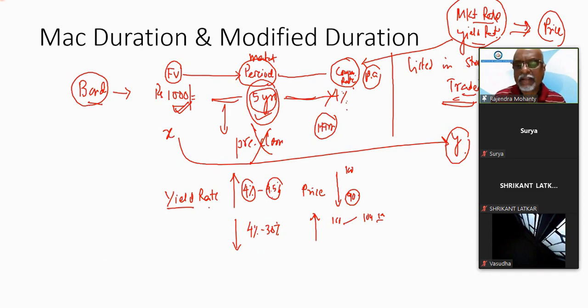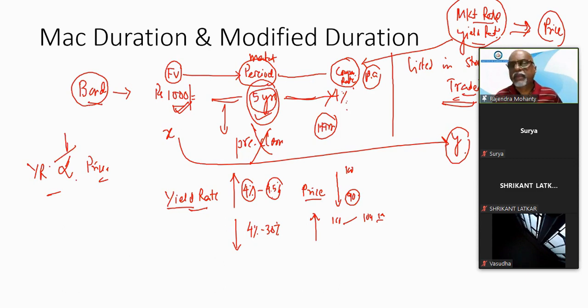So the yield rate inversely impacts the price. The yield rate has an inverse relation with the price. Inverse in the sense, it is not direct; inverse relation means 1 by. So they have an inverse relation with the price. When the yield rate increases, the price goes down. When the yield rate goes down, the price goes up. This you have to remember.